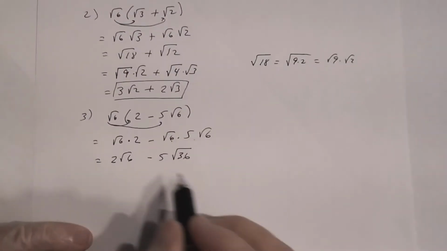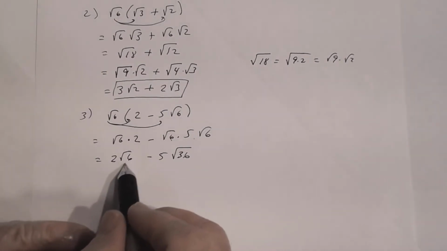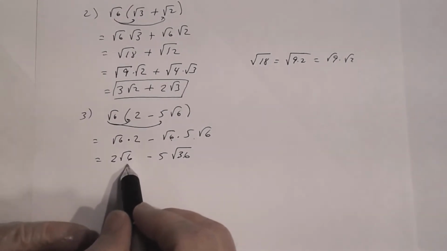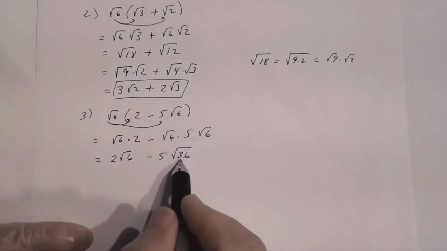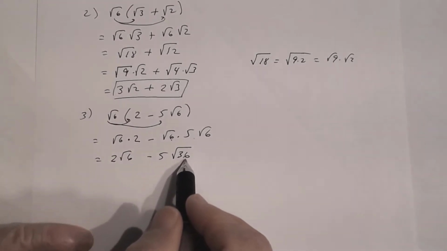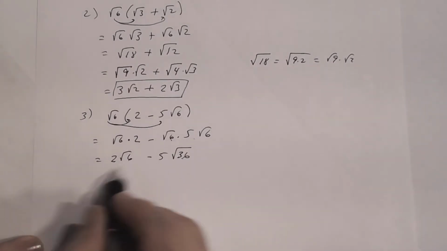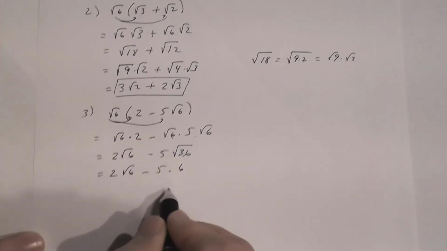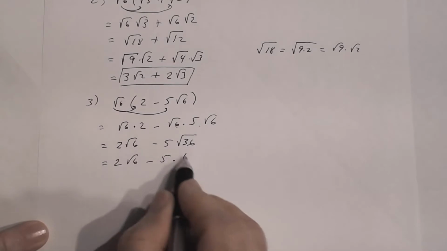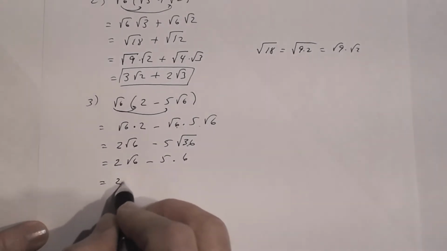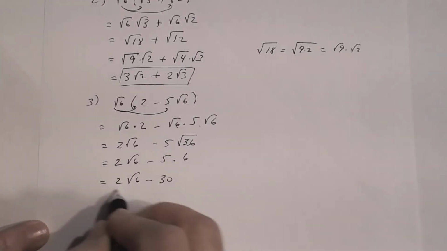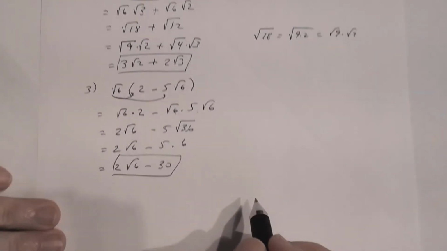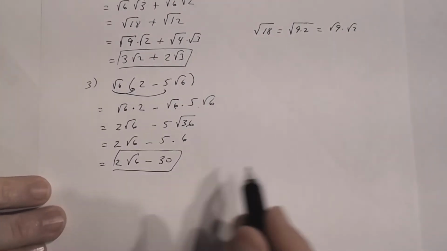Okay? And now let's see if I can simplify anything. So can I simplify this square root of 6? No, because the only perfect square that goes into 6 is 1. But I can simplify the square root of 36 because that's a perfect square. So the square root of 36 is 6. So this becomes 2 square root of 6 minus 5 times 6. And then simplify this part. 5 times 6 is 30. And so you're done. So that's 2 square root of 6 minus 30. Okay? All right. So that's number 3.